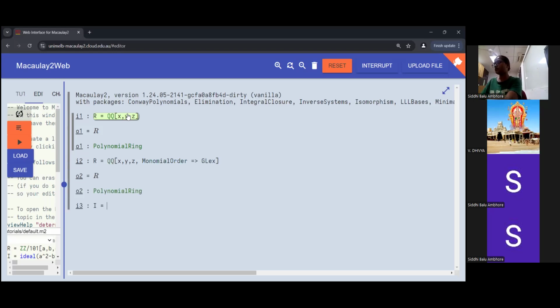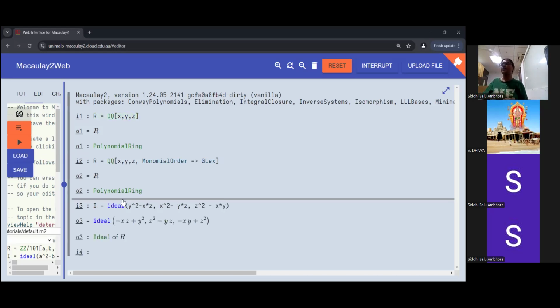Okay, and I is my ideal, whatever it is: y square minus xz, x square minus yz, and z square minus xy. And see here, when Macaulay 2 is given an order, when it takes the generators, it already arranges them in the descending order of monomials. So this minus xz is actually the leading term. This minus xy is also the leading term. X square was anyway the leading term of this polynomial. Is this okay?